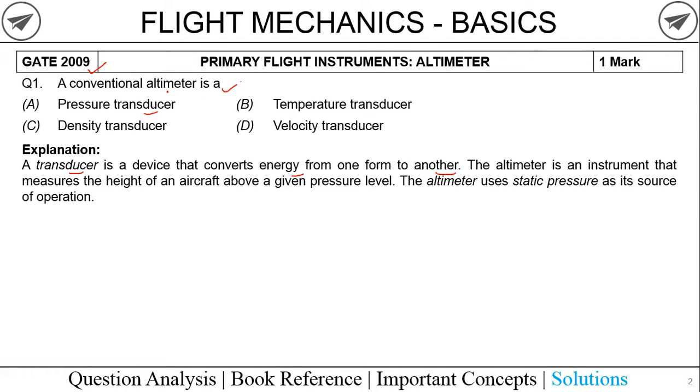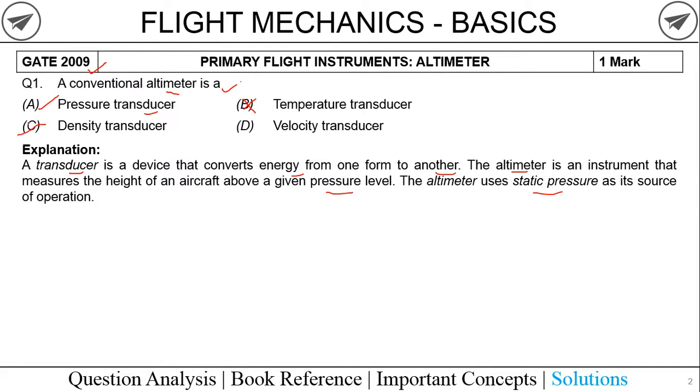Now, regarding the altimeter in particular, an altimeter is an instrument that measures the height of an aircraft above a given pressure level. Basically, the altimeter uses the static pressure, or the pressure at that particular height, to operate this instrument. So here the altimeter depends on pressure, so the answer must be pressure. Any other answers might be wrong.